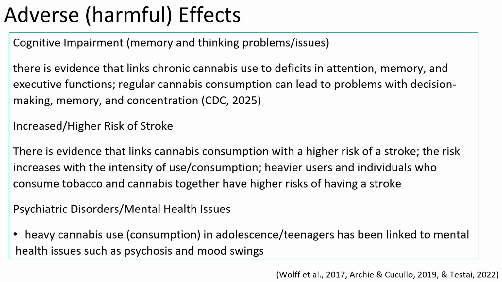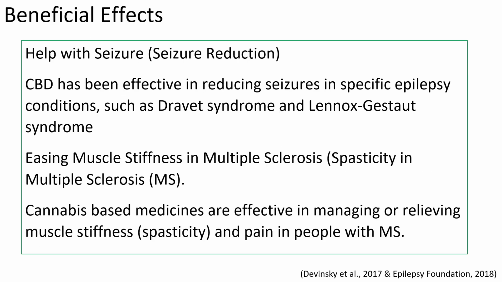Psychiatric disorders or mental health issues. Heavy cannabis use in adolescents or teenagers has been linked to mental health issues such as psychosis and mood swings. Beneficial effects. Help with seizure reduction. CBD has been effective in reducing seizures in specific epilepsy conditions such as Dravet syndrome and Lennox-Gastaut syndrome. Easing muscle stiffness and multiple sclerosis. Cannabis-based medicines are effective in managing or relieving muscle stiffness and pain in people with MS.